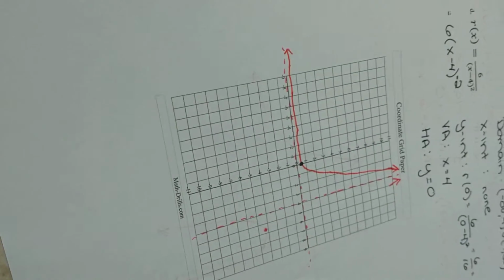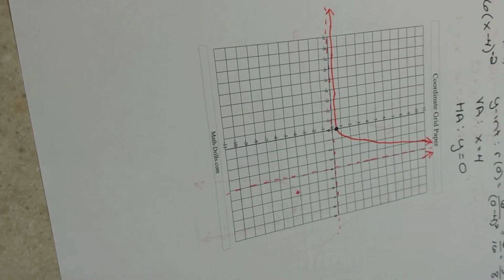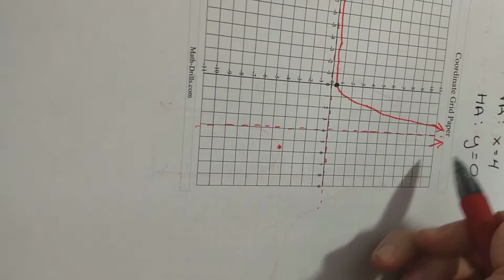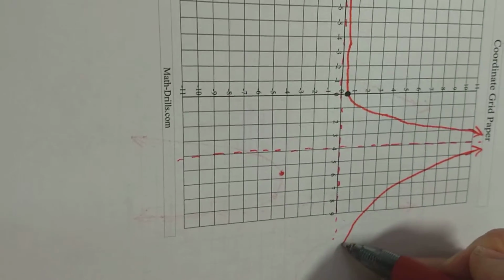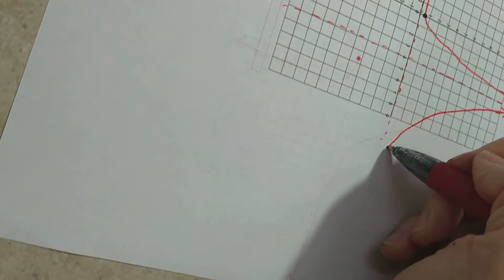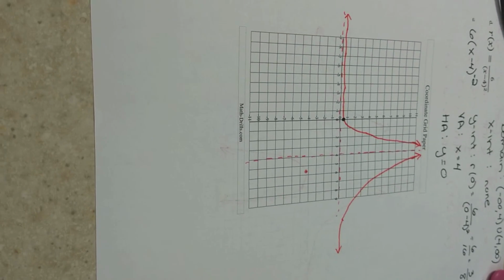All right, so we got the graph going in that direction, and then we're going to be decreasing from 4 to infinity. All right, and it'll come down like this and approach that horizontal asymptote. And then there's our graph.